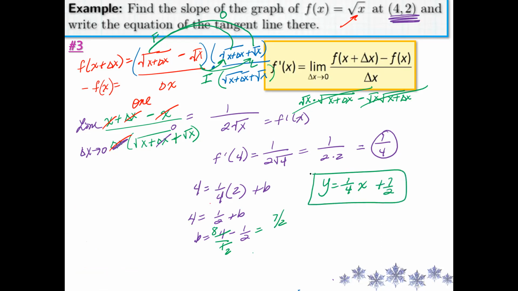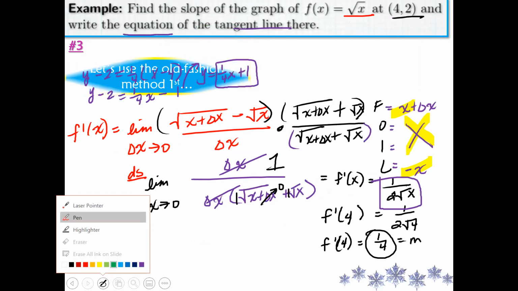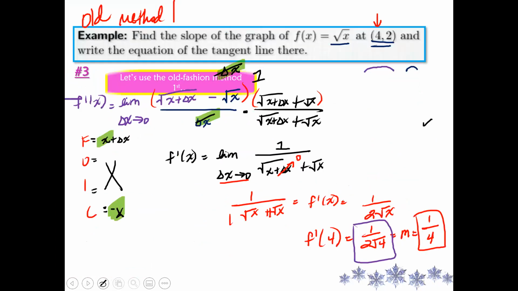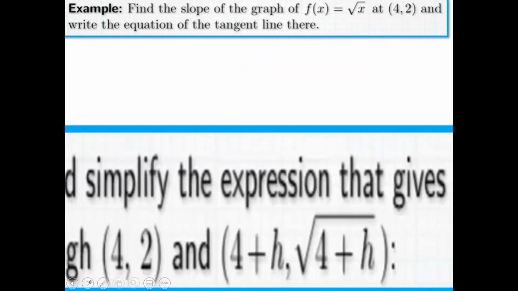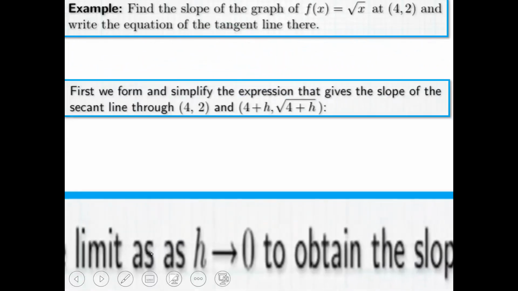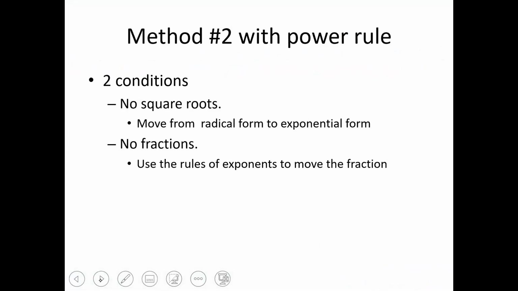So that's the old way of how we would find the derivative using the limit definition. Now, you guys have matured since then, and so we're going to go over the second method. And the second method is going to be with the power rule.